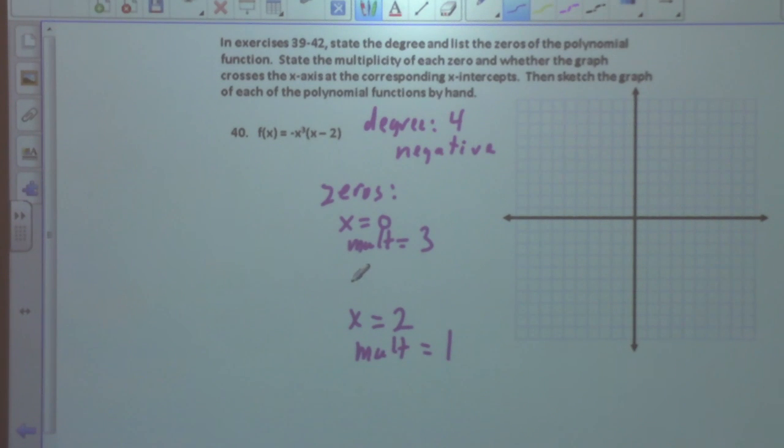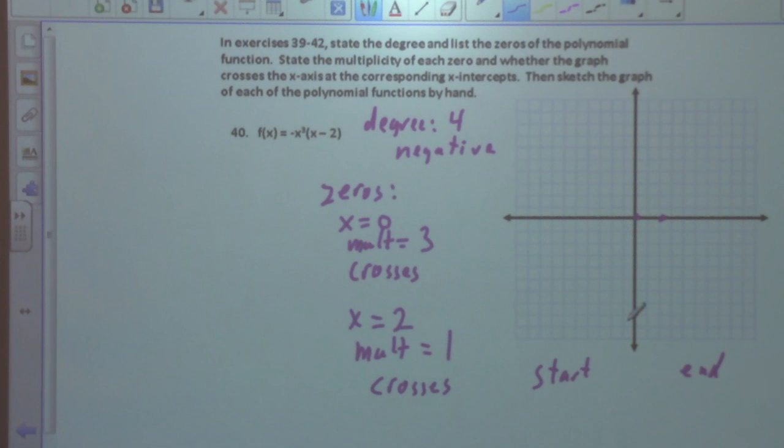Okay, now next thing, crosses or does not cross? Crosses. And down here, does it cross? Yes. Okay, crosses. Now for graphing, are we going to start high, end high, start low, end low? Start low, end low. So we're going to start low and end low. And so we mark our x-intercepts here at 0 and at 2.